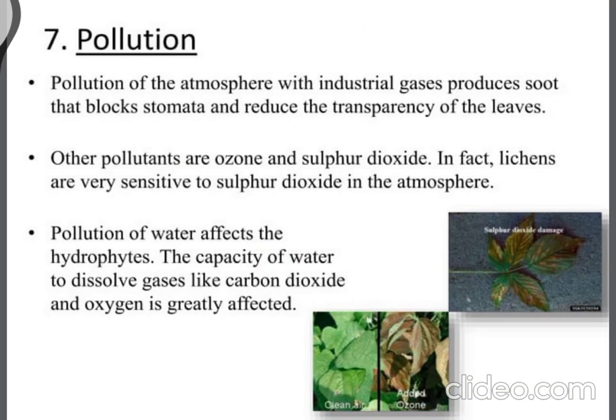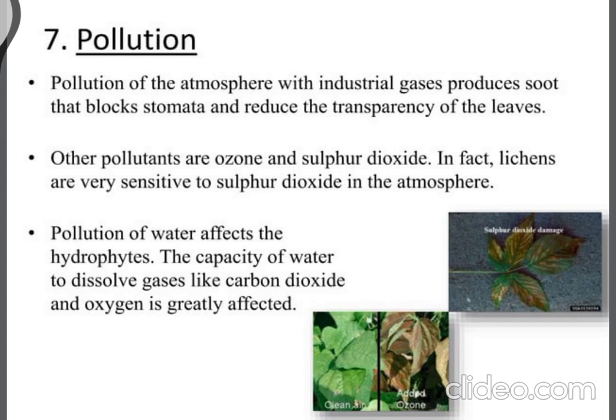Next, seventh, pollution. Pollution of the atmosphere with industrial gases produces soot that blocks stomata and reduces the transparency of the leaves. Pollution of the atmosphere also affects the process and rate of photosynthesis.